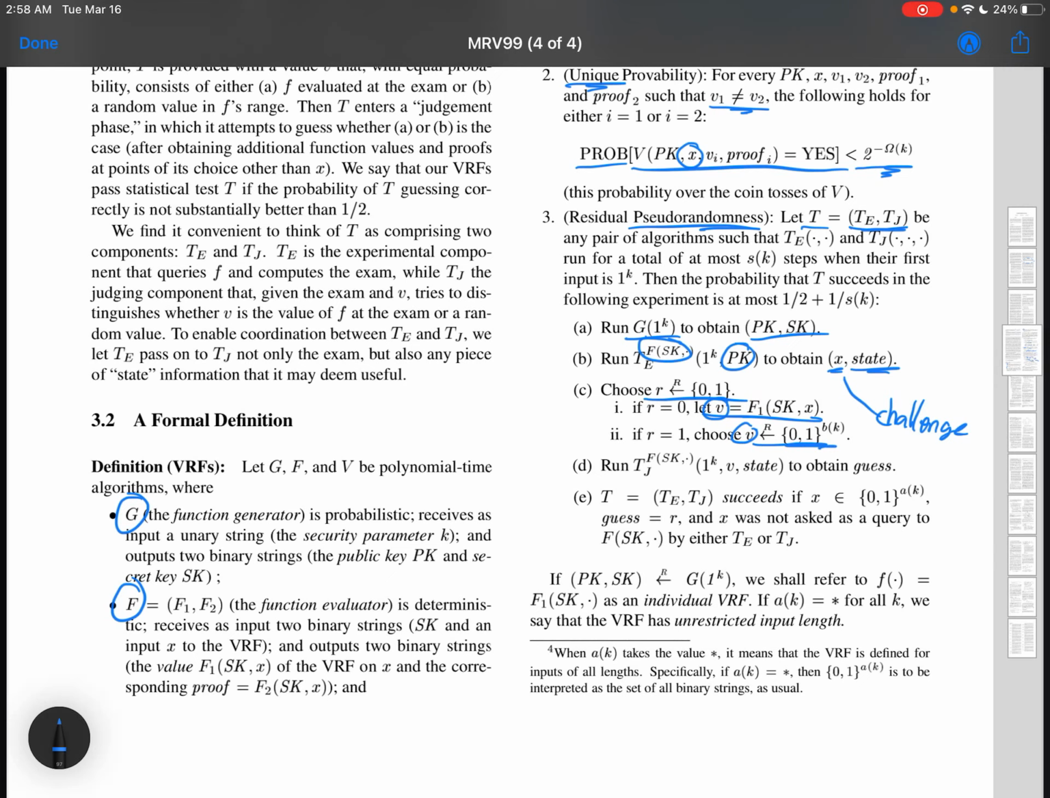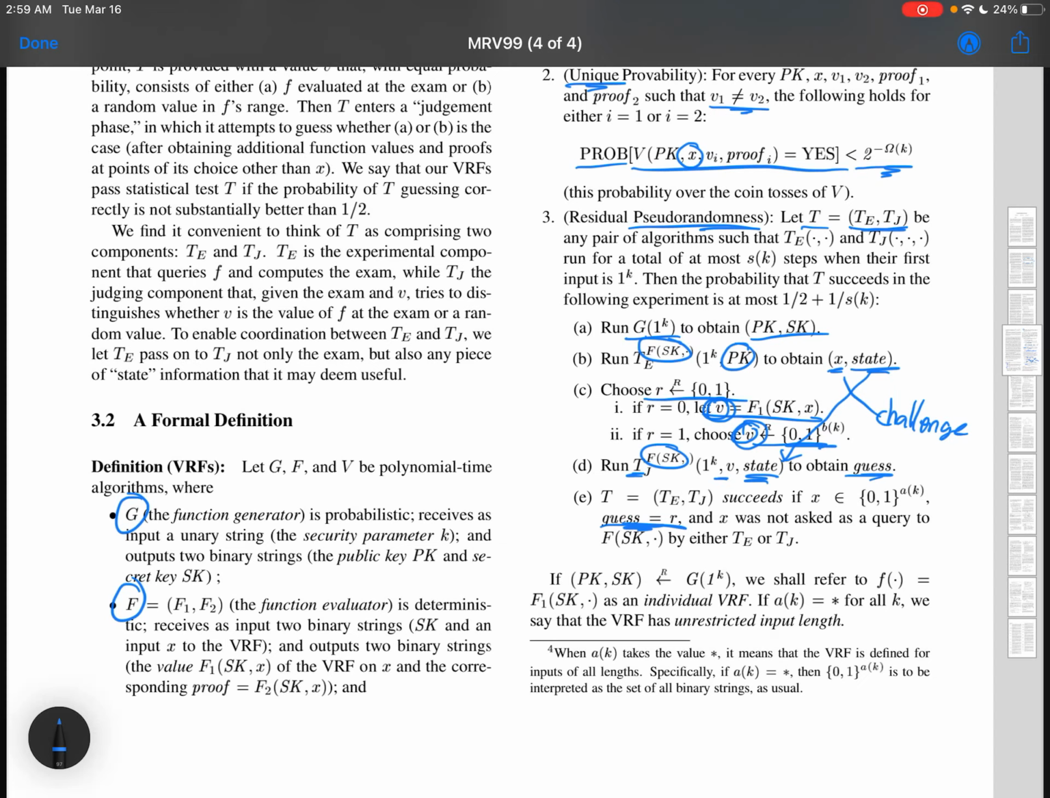Next, we take the second part of the algorithm T. We feed it the value V and the value state. So actually, we can think of state as the first algorithm passing supplementary information to the next. Once again, this T is given oracle access to F, and we ask that it outputs a guess. The idea is that it's trying to guess the output of the coin flip. In other words, it's trying to tell whether or not we constructed V based on the function F, or if we just constructed it completely at random.